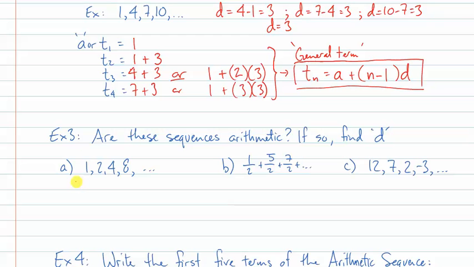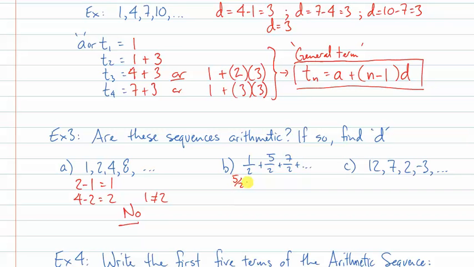Well, if they are, then any term subtract the previous term would be in common, like 2 minus 1 or 4 minus 2. Since 1 doesn't equal 2, this is not arithmetic. Try the second and third one, push pause, and then check your work.